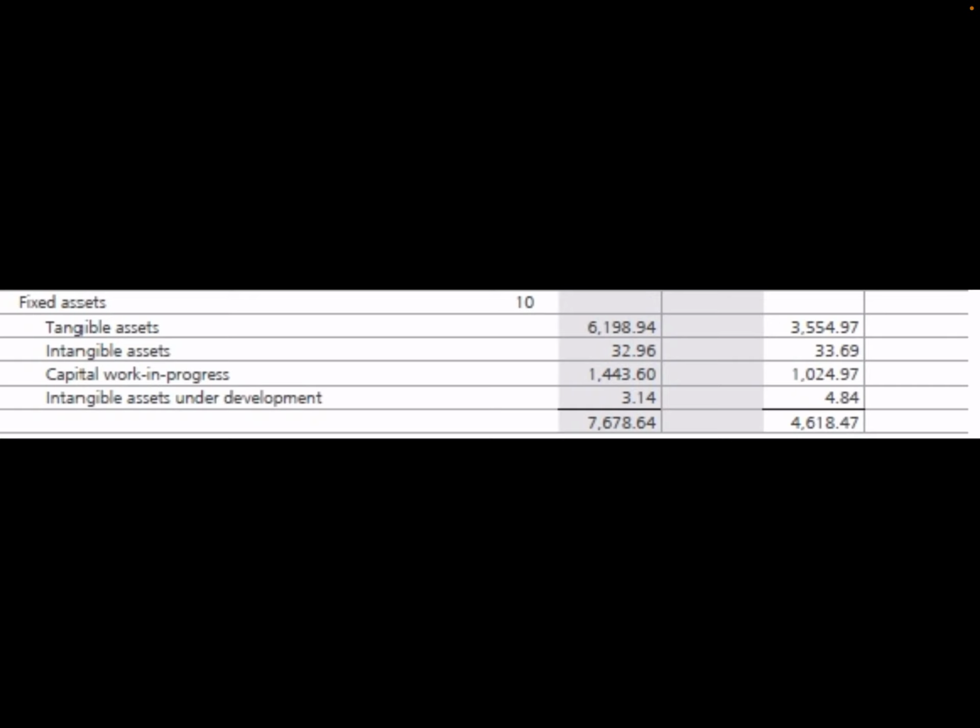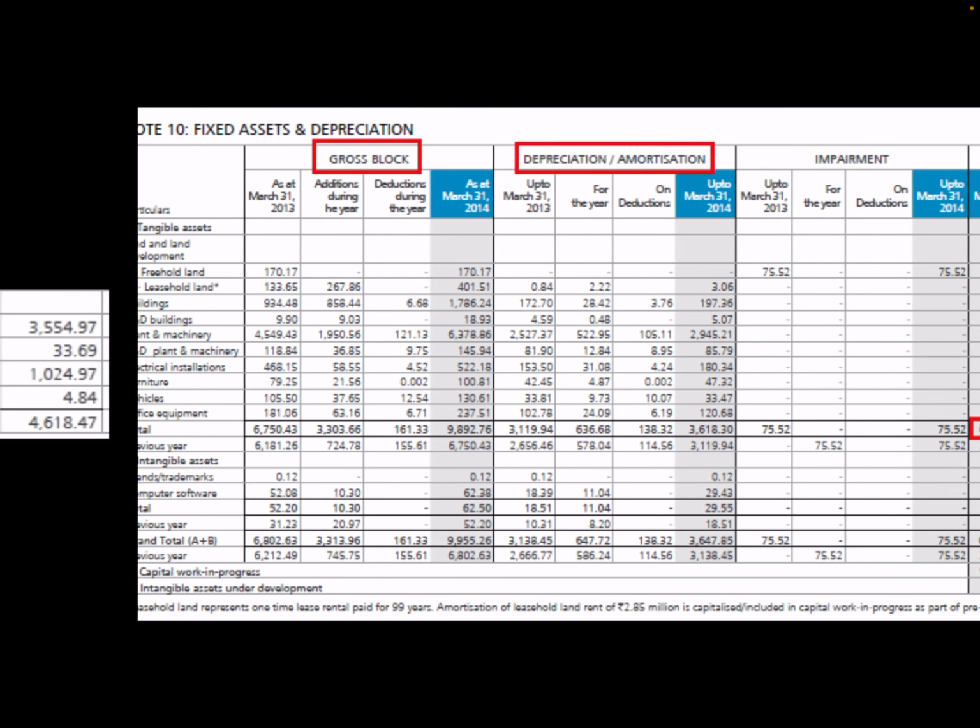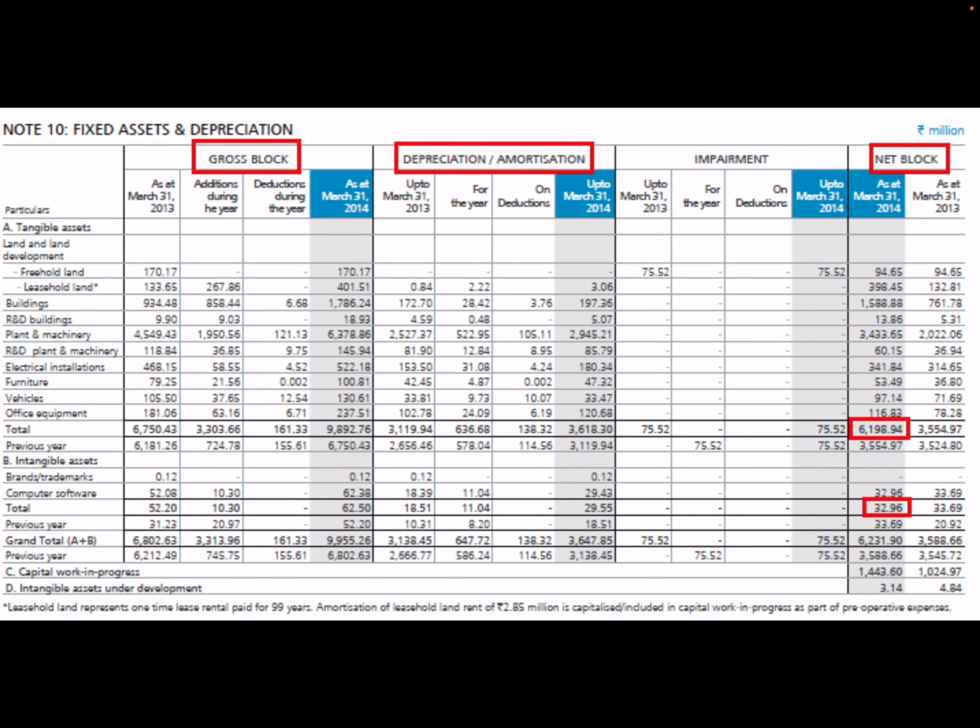When you read the balance sheet, basically the tangible assets are at 619.8 crores and intangible assets at 3.2 crores. Remember, the company is reporting a net block, which is net of accumulated depreciation. Have a look at note 10, which is associated with fixed assets.